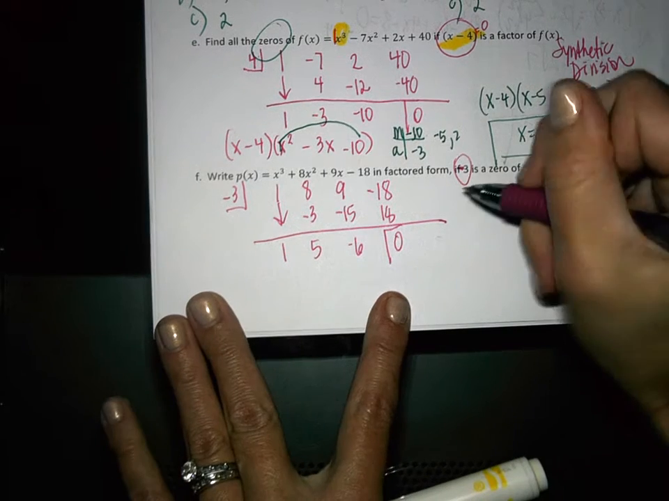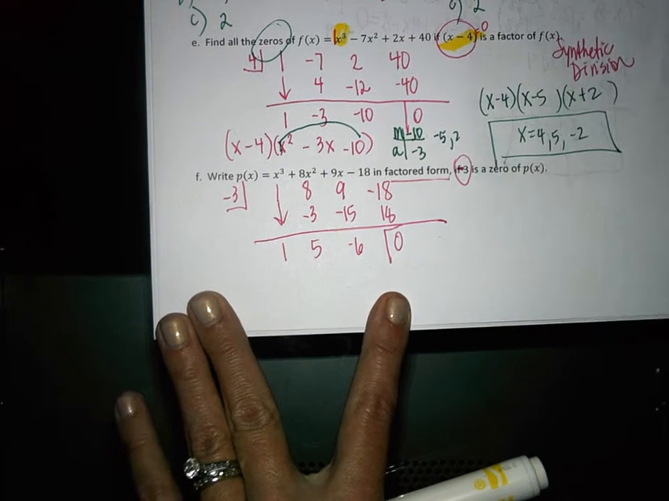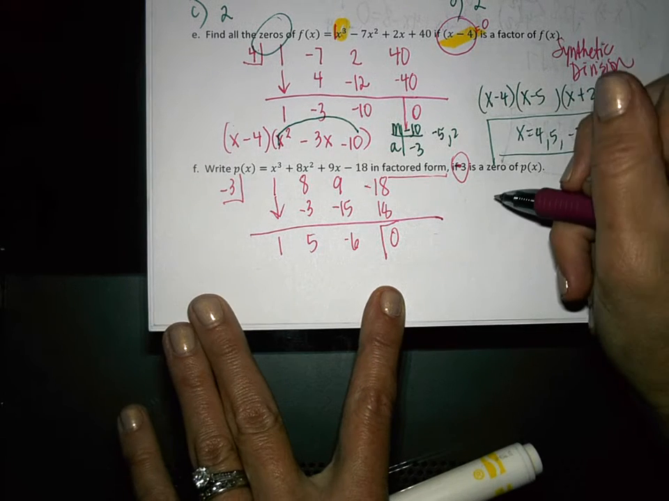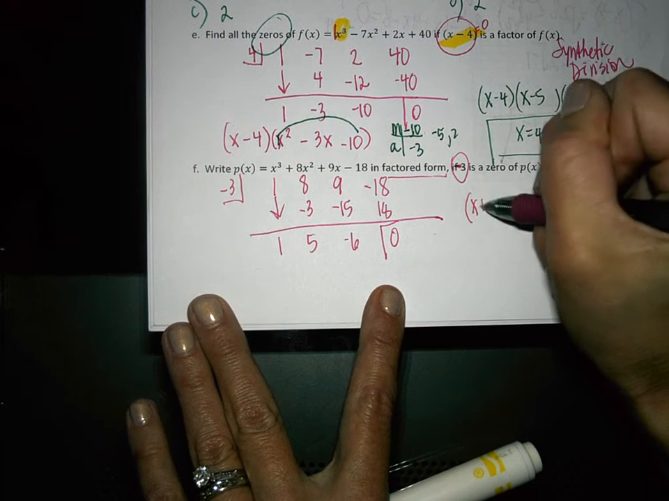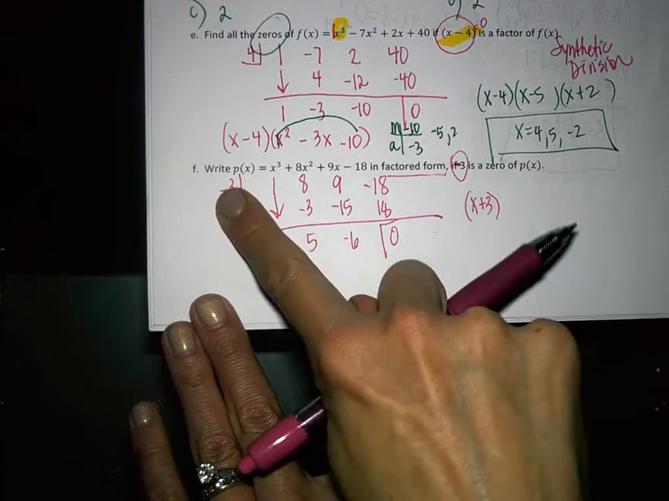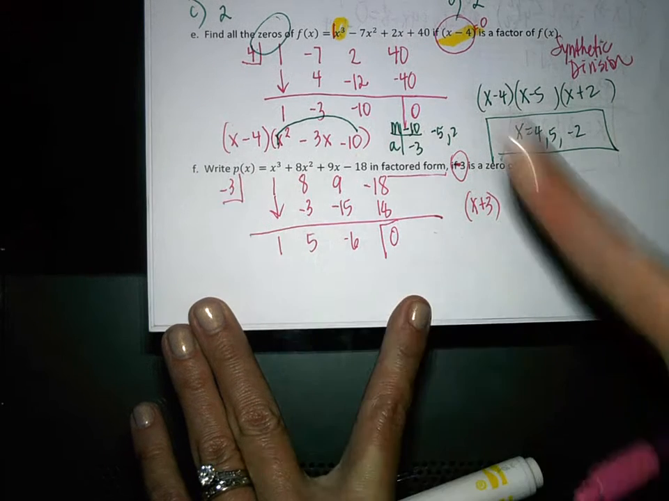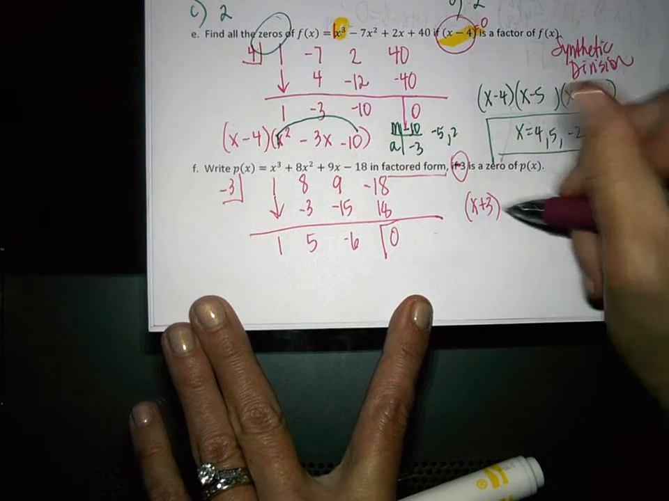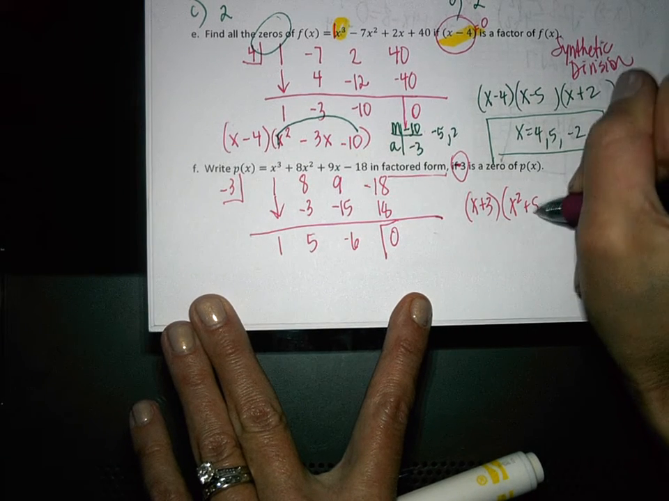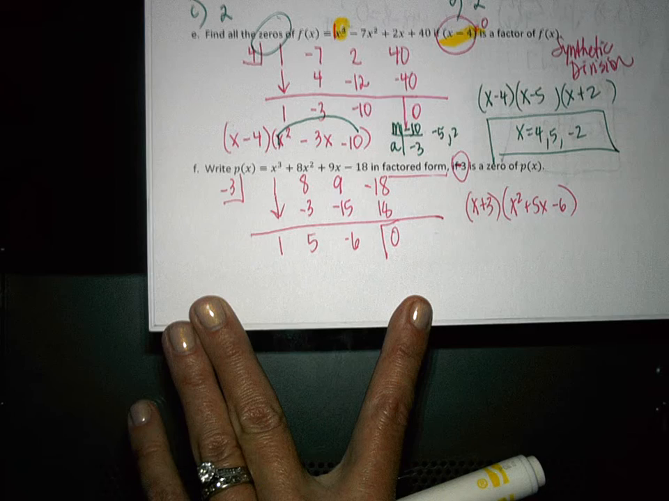Okay? So what if, because they want this in factored form, okay? So what should be my first factor? X plus 3. Very good. I'm so proud of you guys. X plus 3 is correct, because in order to get a minus 3 there, this needs to be x plus 3. Okay, what's going to be my other parenthesis? X squared plus 5x minus 6. You guys are awesome. Can I factor further?